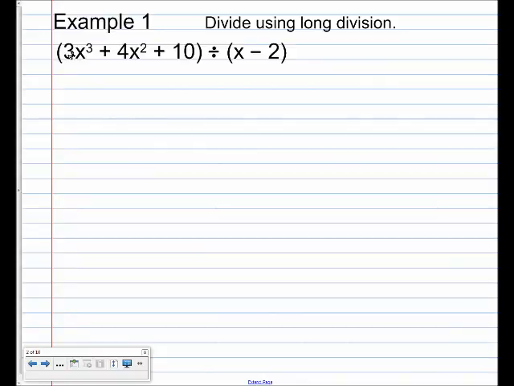Today we're going to continue with operations with polynomials, but today is going to be about division. All right, so I want to do an example together using long division. Do you guys remember the last time you used long division?